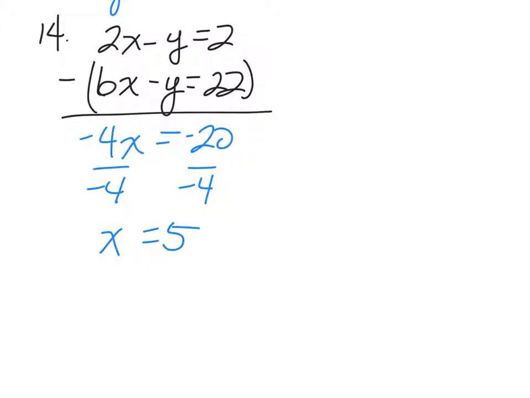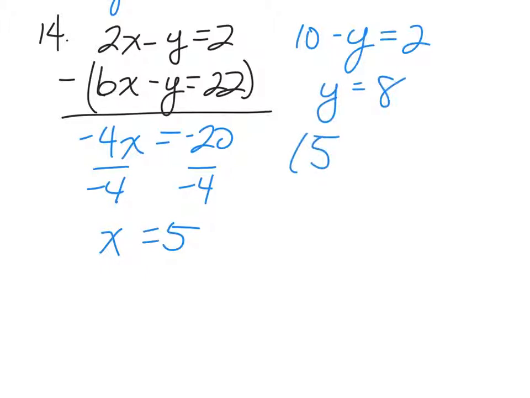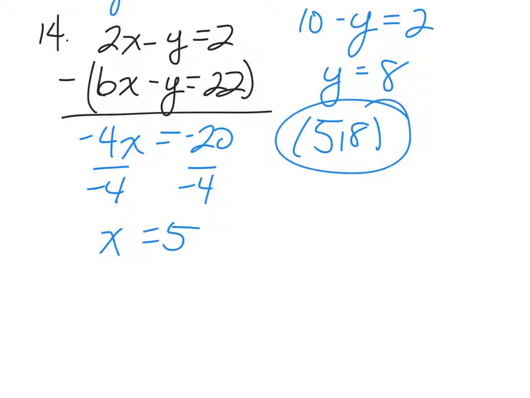Okay, then we can go back to either equation. The first one looks easier. 2 times 5 is 10 minus y equals 2. So ordered pair is 5, 8. Wait, 5, 8. Is it okay that I did that entire thing in my head? You subtract 10 and it would be negative 8. Good elimination.